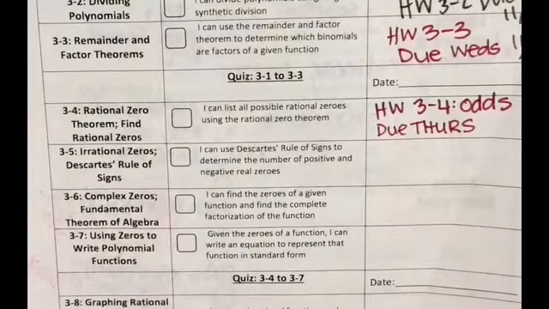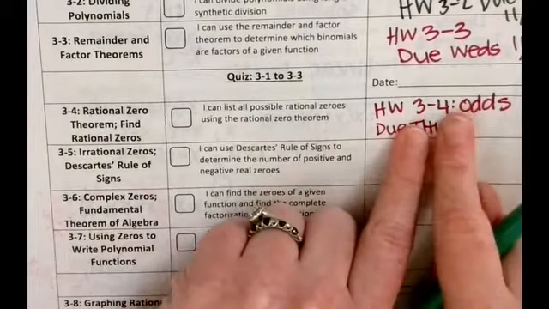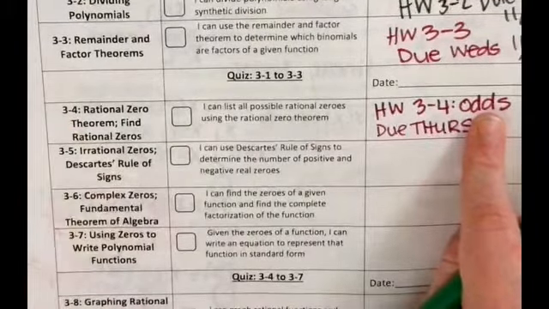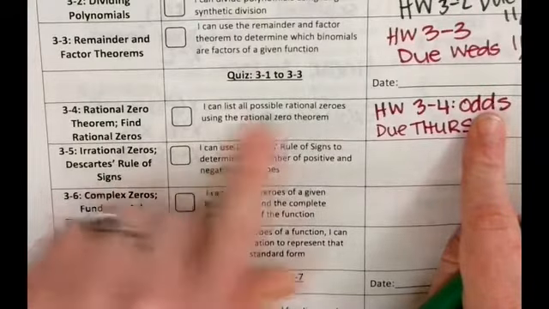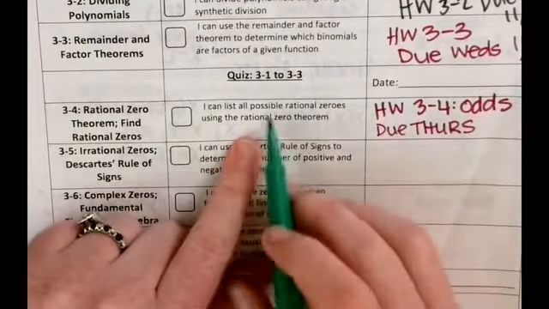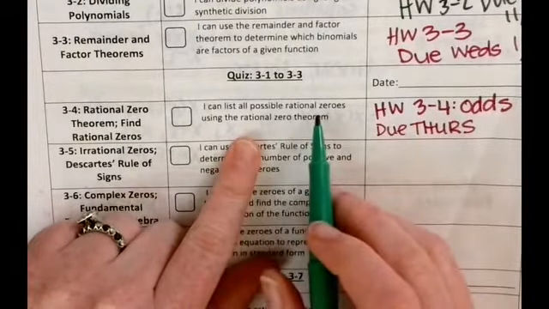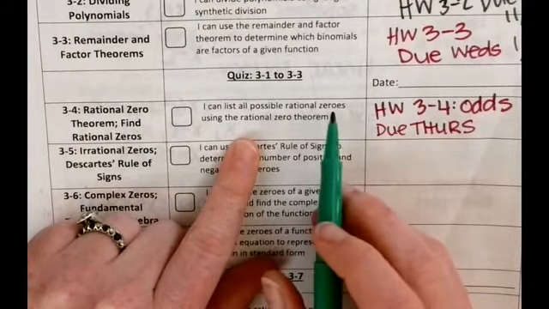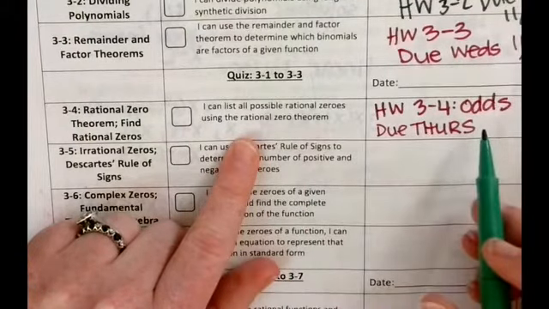First, let's start by writing down the homework, which is going to be 3, 4 odds. We're going to use the rational zero theorem, which is brand new, to find all possible rational zeros. Okay, so make sure you get that homework down. Just the odds. Also, make sure you read what the homework's saying.